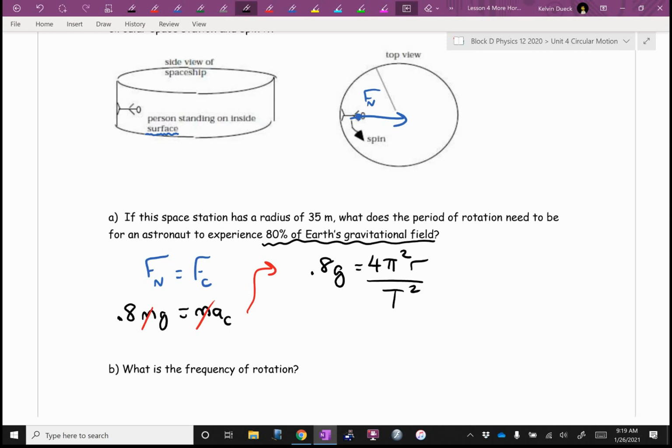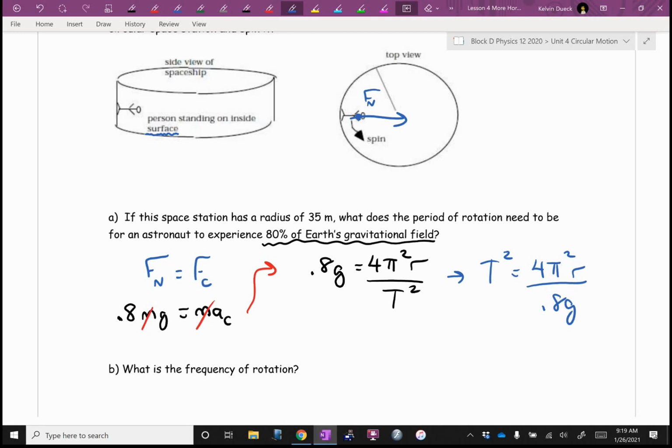On the bottom. Wait. I can multiply it to the top on the other side, yes? I can rewrite this as T squared equals 4 pi squared r over 0.8 g. I divided the 0.8 and the g down. Yes? T what? How do I get rid of a squared?